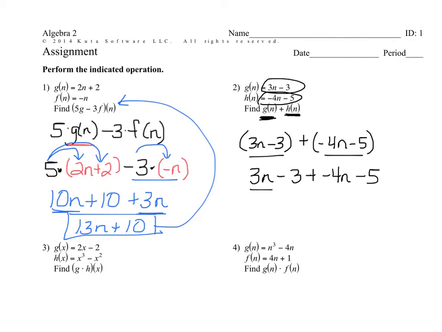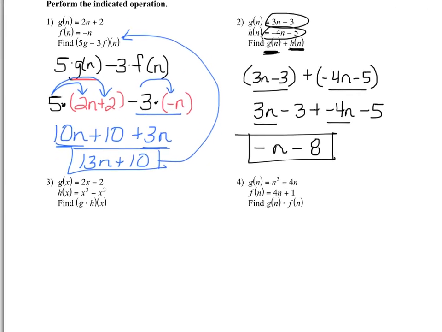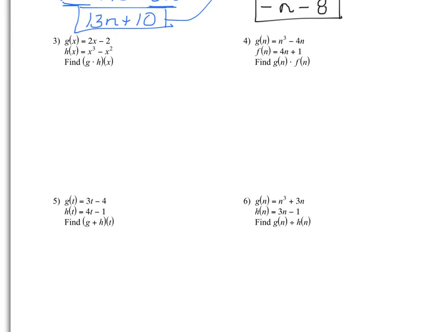Then we collect like terms. 3n minus 4n is negative n, and then minus 8. And there's your solution to g of n plus h of n. So far, so good. Number 3 and 4. Take a look at those. Same kind of thing. So we're going to have g times h of x.